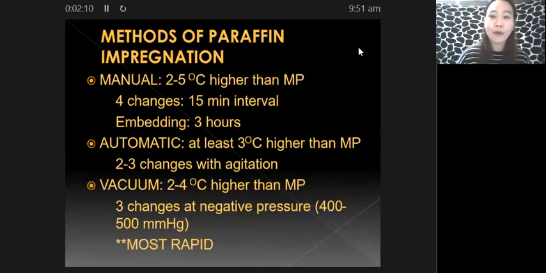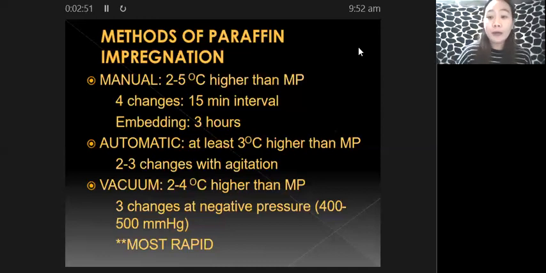So, we have three methods. We have your manual method, we have your automatic method, and of course, we have your vacuum embedding. The one written in Gregorios is vacuum embedding, but please do not be confused, because even if it says vacuum embedding, what it performs really is impregnation. You start with impregnation with the use of your vacuum embedding method. First, we have your manual method of paraffin impregnation.